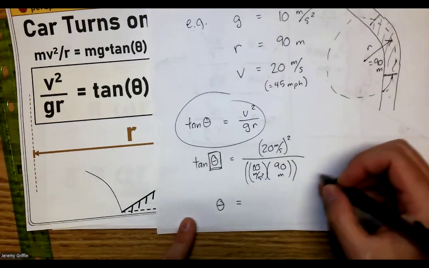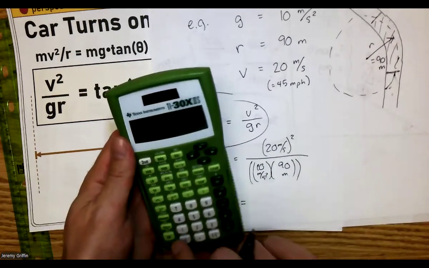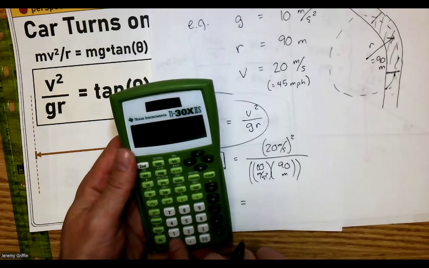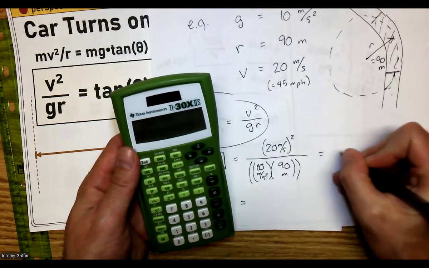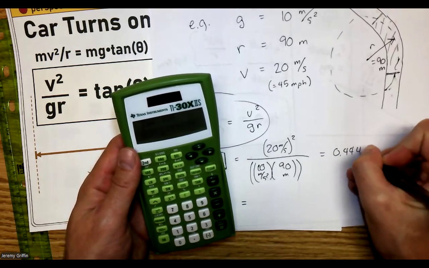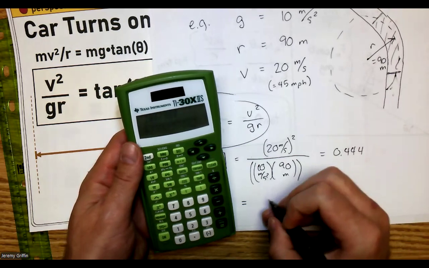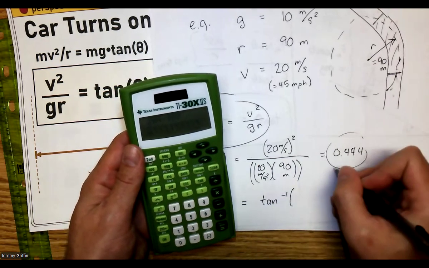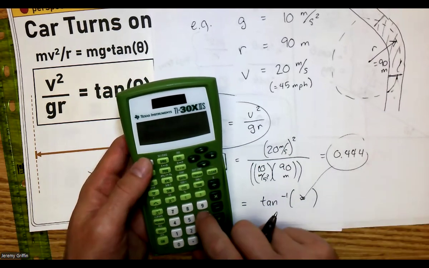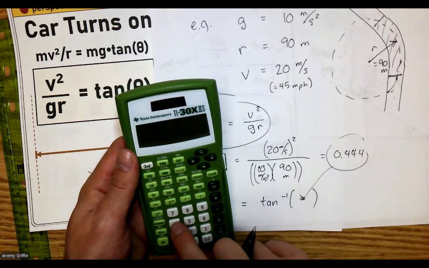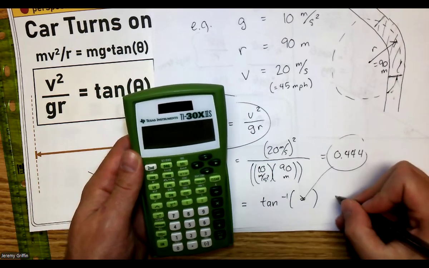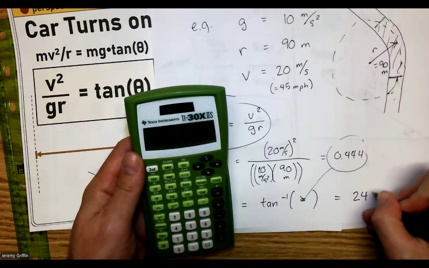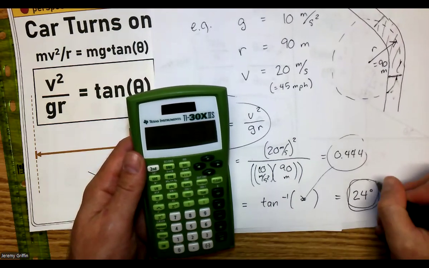I'm going to do inverse tan of all this stuff. So what is all this anyway? 20 squared divided by 900. That's like 0.444. Right. So it's inverse tan of that number. Let's do inverse tan of that, which is, yeah, 24 degrees. 24 degrees. There you go.